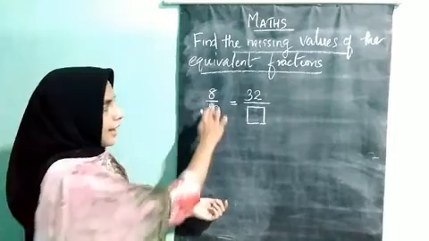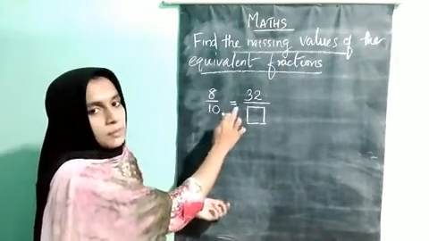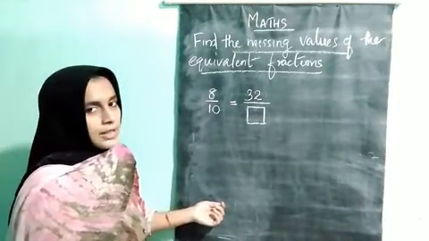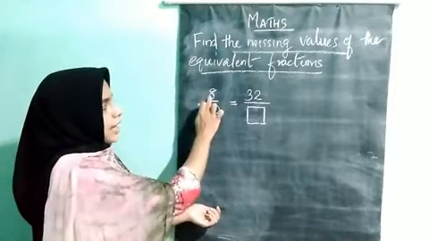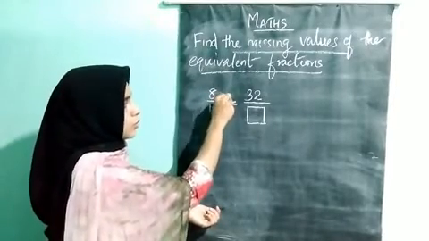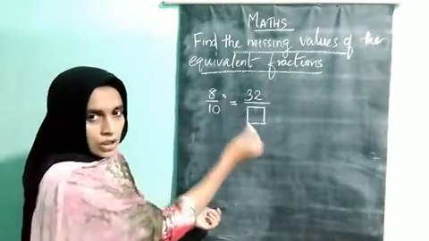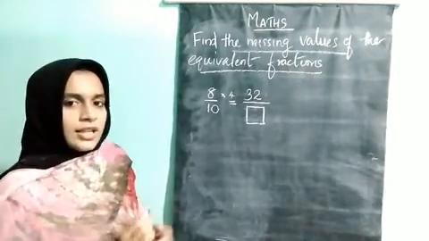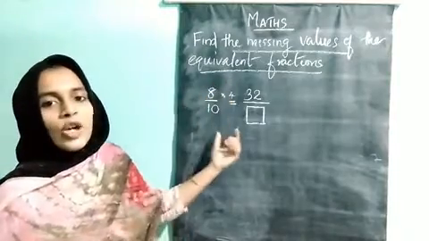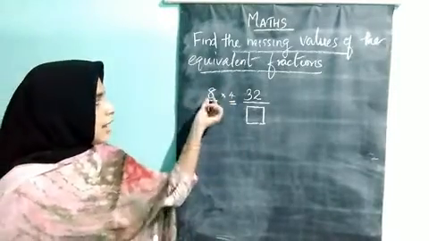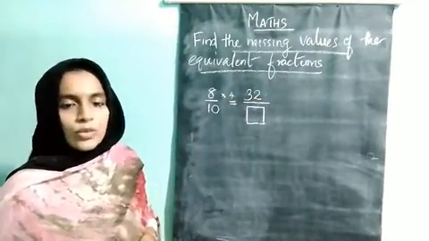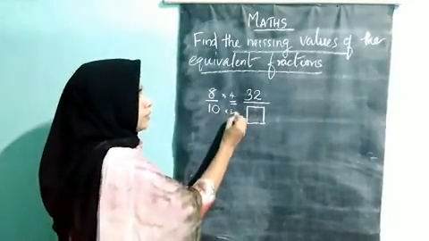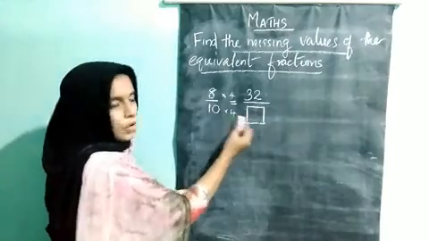Here 8, when you multiply with one number, you will get 32. Which number is that? We have studied the multiplication table, right? So 8 into 4 is 32. To get an equivalent fraction, we are multiplying the numerator and the denominator with the same number. So 8 into 4 is 32, that you know. So multiply the denominator also with 4. So what will be the answer? 10 into 4, 40.